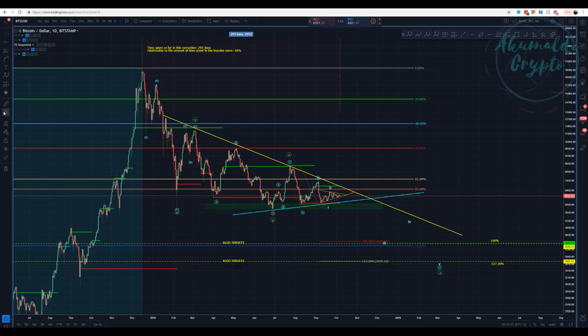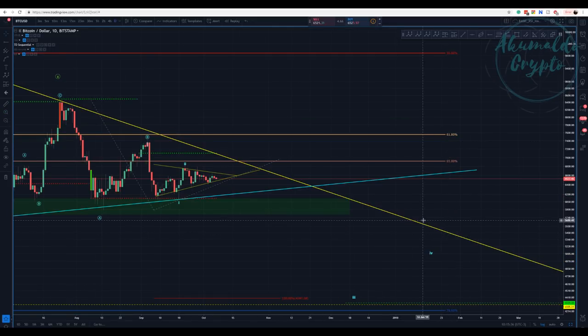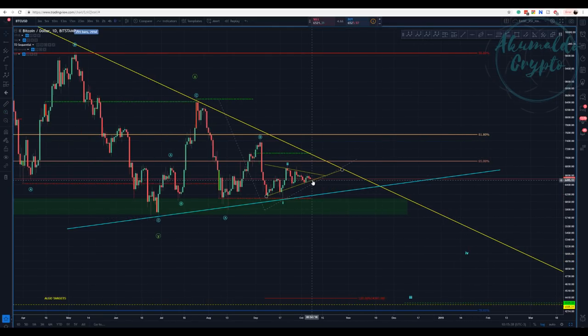Okay, let me zoom this thing. This is daily. We need to break out of this triangle either up or down. I am considering that we are gonna go down definitely. Now it's difficult to make a case that we are going up. I don't know, it seems to me that this is a continuation pattern, and we are gonna continue this trend here.